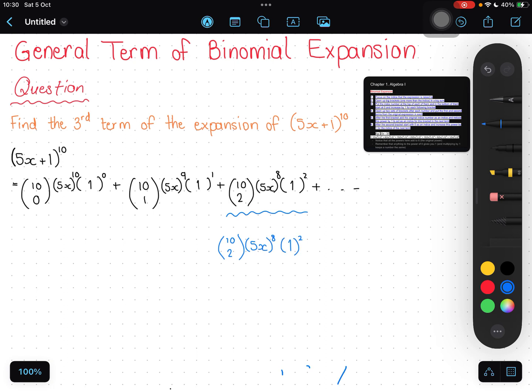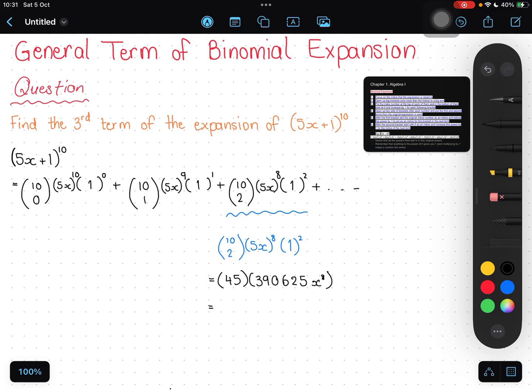I know that multiplying by 1 squared is not going to change my answer, but still write it down in your first step. So I can type this into my calculator. 10 choose 2, I'm going to get 45. Then I have 5 to the power of 8, so that's 390,625, and then the x is also to the power of 8. And then I'm multiplying by 1, which I know is not going to make a difference to my answer.